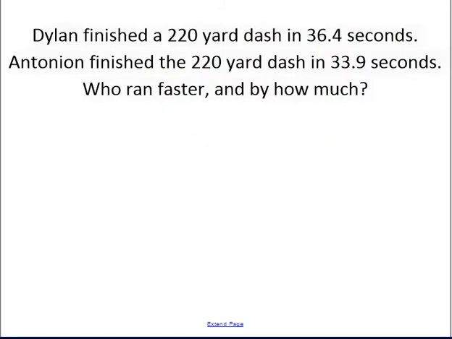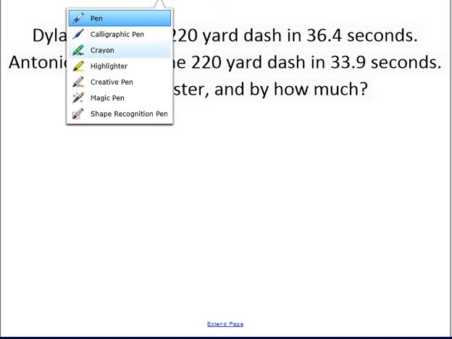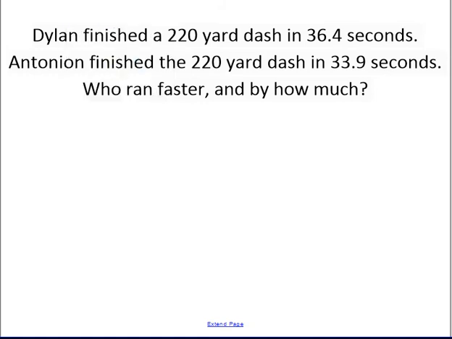Okay, Dylan finished the 220-yard dash in 36.4 seconds. Antonian finished the 220-yard dash in 33.9 seconds. Who ran faster and by how much? So this is one of the reasons why one of the steps in the annotating process is to have you highlight the question. Because in this case, there are 2 questions. And sometimes that will be the case. And you need to make sure that you're actually answering both questions.